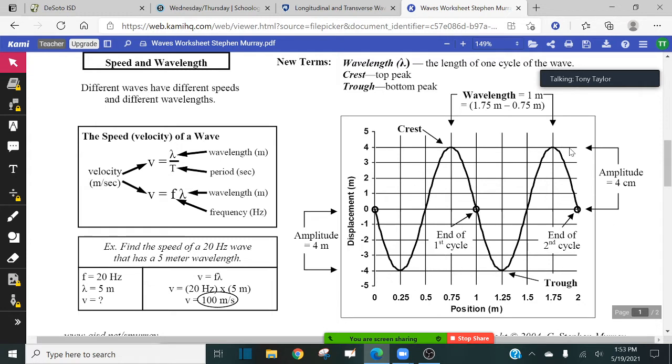The amplitude represents the height of the wave as measured from the midpoint. And wavelength represents the length of the wave, or the length of one cycle. You can either measure your wavelength from crest to crest, or you can measure from trough to trough. Okay. Now, with that said, let us get to the meat of what we're going to be talking about today.